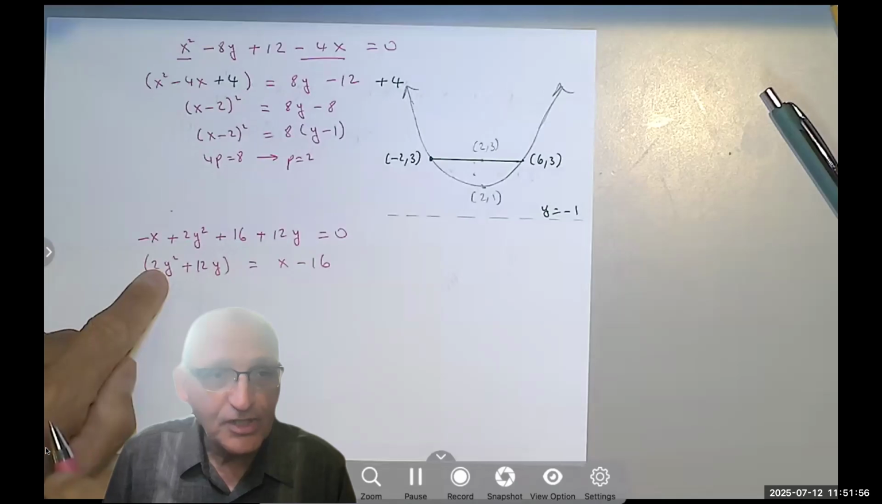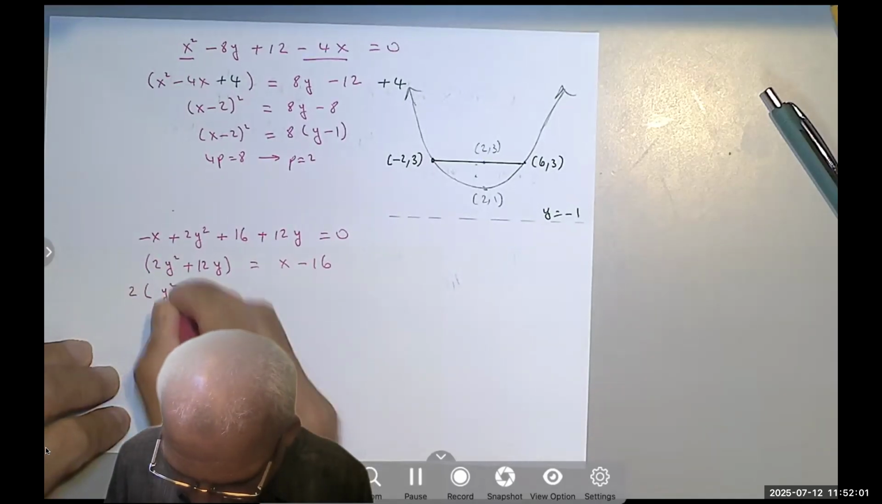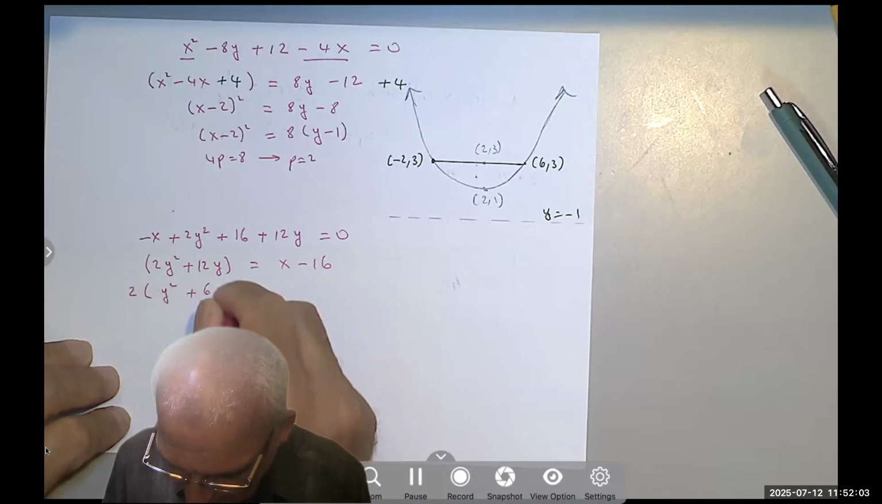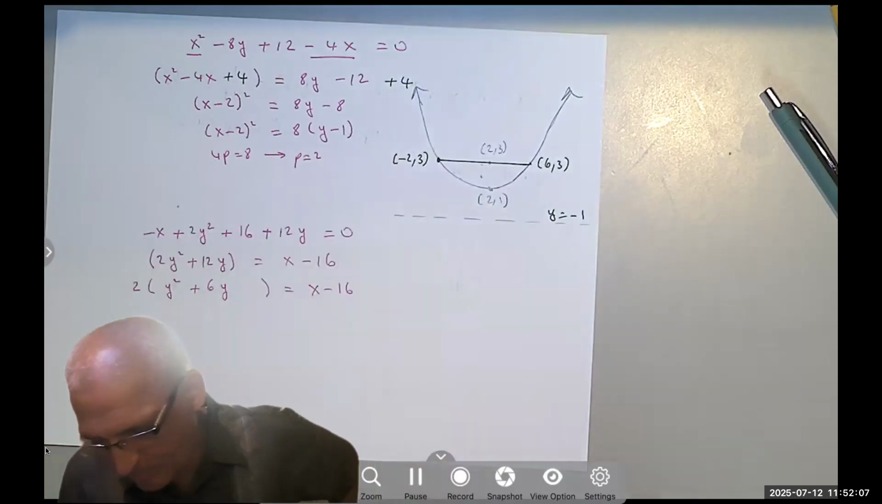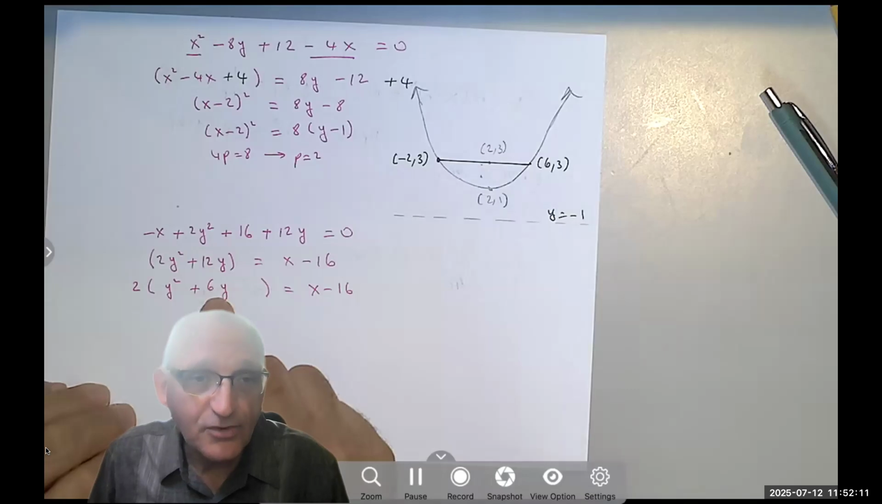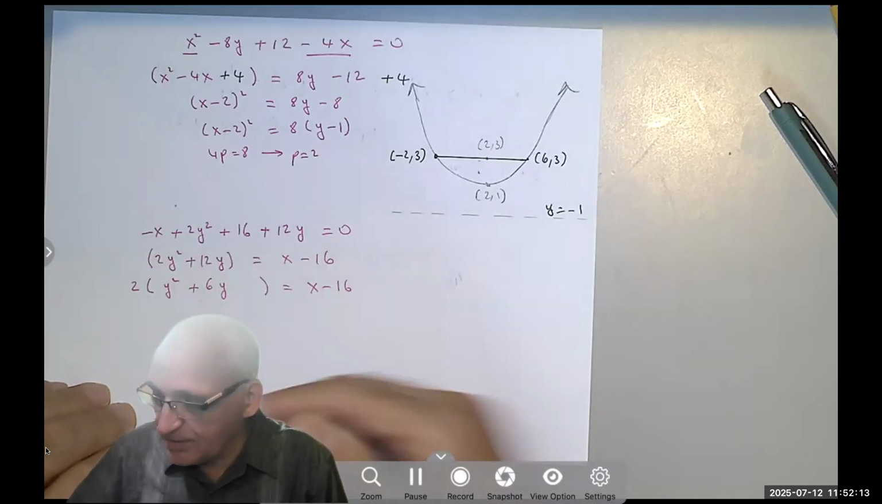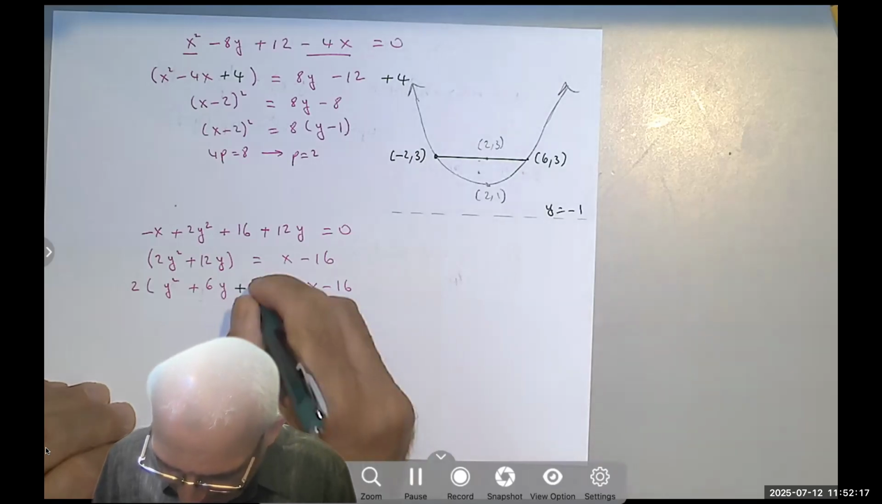I see a 2 here that I can factor out. So I'm going to write y squared plus 6y. I'm going to leave a blank equals x minus 16. So like what we did last time, I'm going to look at the coefficient of y, which is 6. I'm going to divide it by 2. It becomes 3. And then I square it, so it becomes 9. I'm going to add 9.